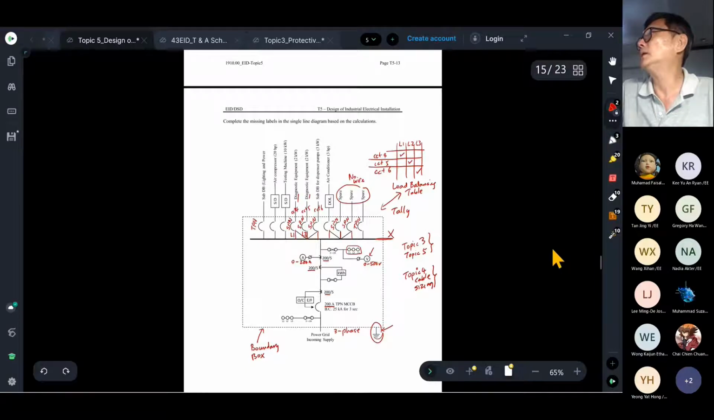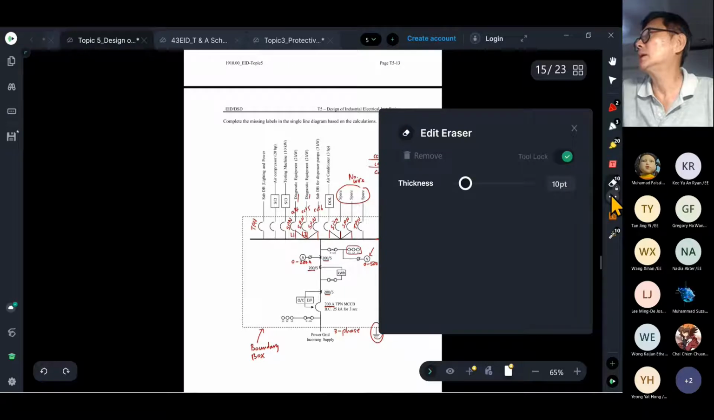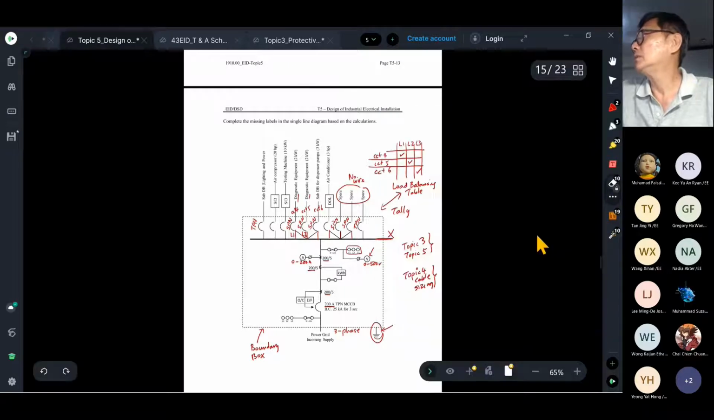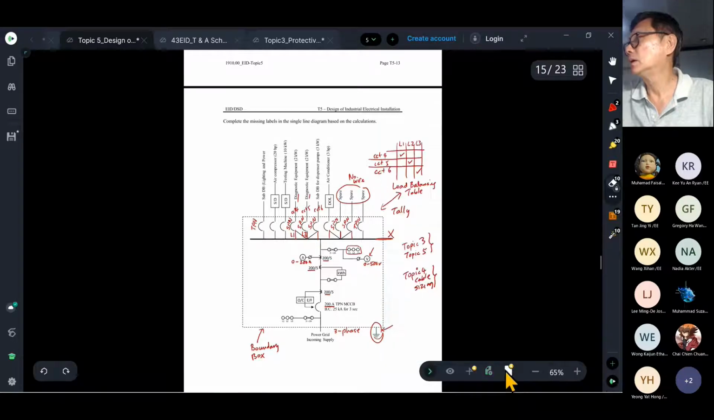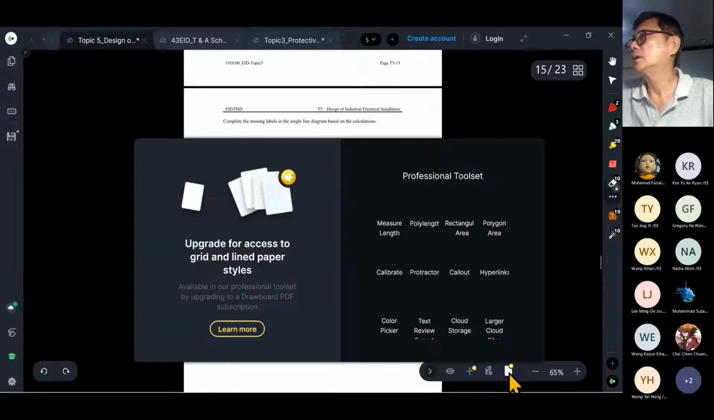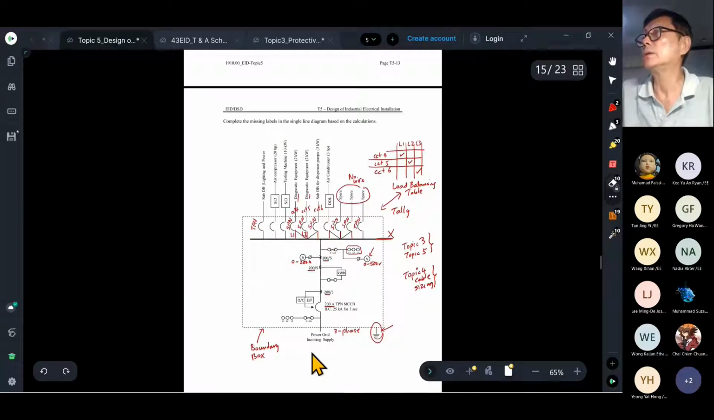Just hang on a moment. Let me clean up this one. Let me find a way to clean up this one. How do I clean up this? Okay, I want to clean up this one so that I can use this to explain. This be a better way for me to clean up this.